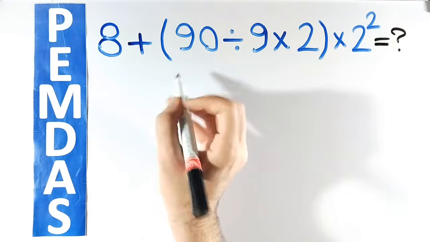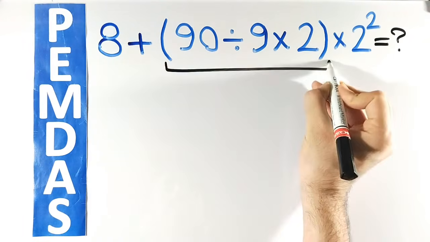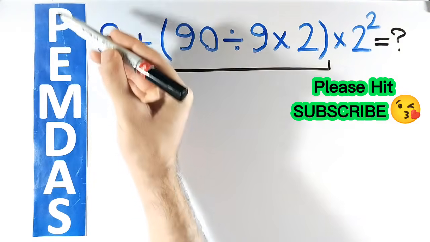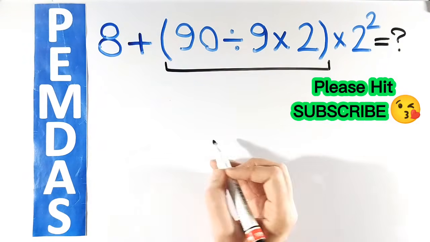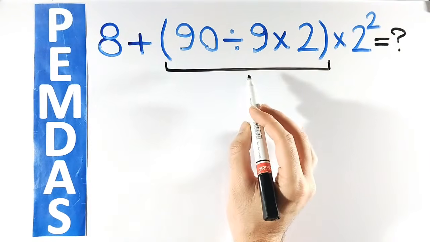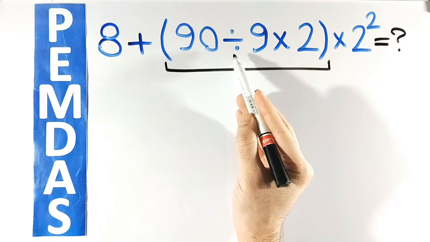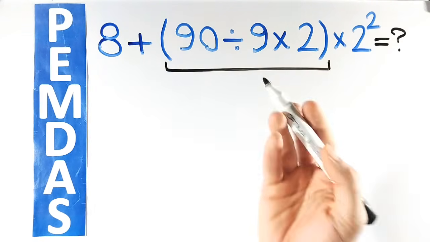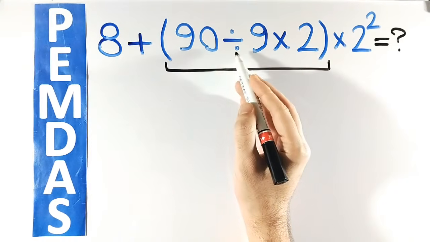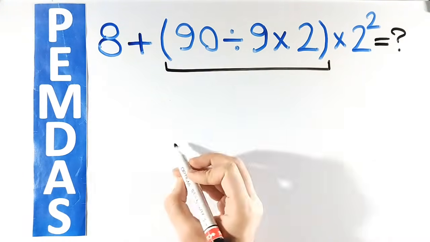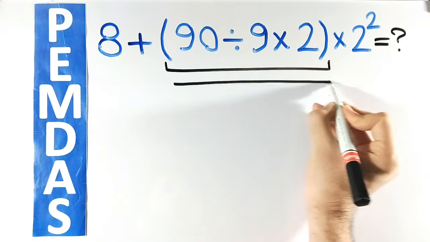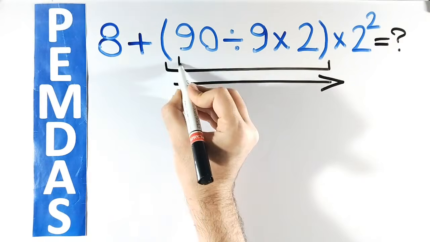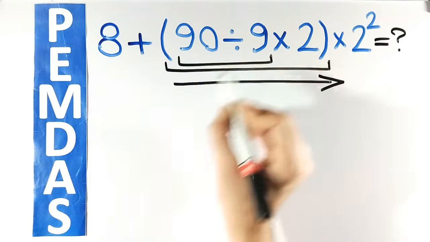According to the PEMDAS rule, first you go for the expression inside the parentheses because P, or parentheses, have the highest priority among the other operations. And inside the parentheses, we have one division sign followed by a multiplication sign. It's really important to understand that multiplication and division have equal precedence and we must perform these two operations from left to right. So, first you go for the division between 90 and 9.